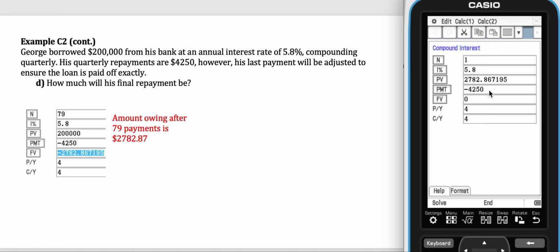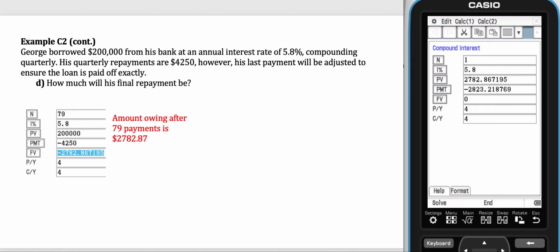The number that we don't know now is the payment amount, because this last payment won't be the same as all his other ones. It'll be different. So we delete the payment number that was in there. This is the number that we're going to get Finance Solver to calculate for us. We hit PMT. And what that shows us is that his final payment is $2,823. The reason it's a little bit higher than what was actually owing is because of interest. Remember that on each payment, we're having to pay a little bit extra because of the interest. So he was owing $2,782 before this last payment. When we account for a bit of interest, his final payment is actually $2,823.